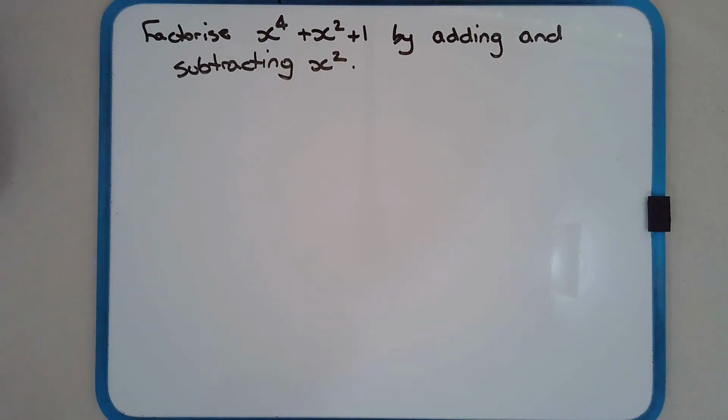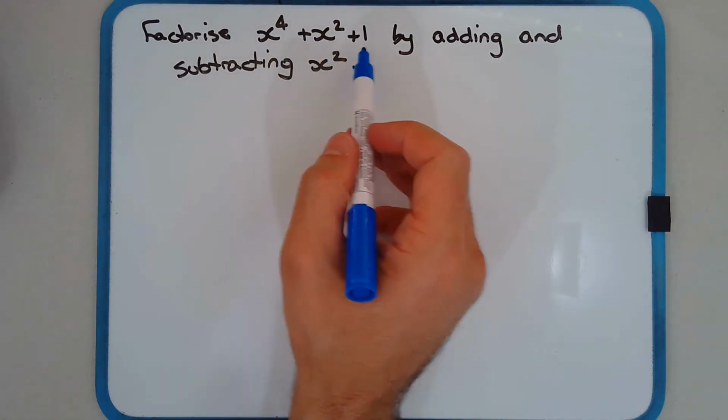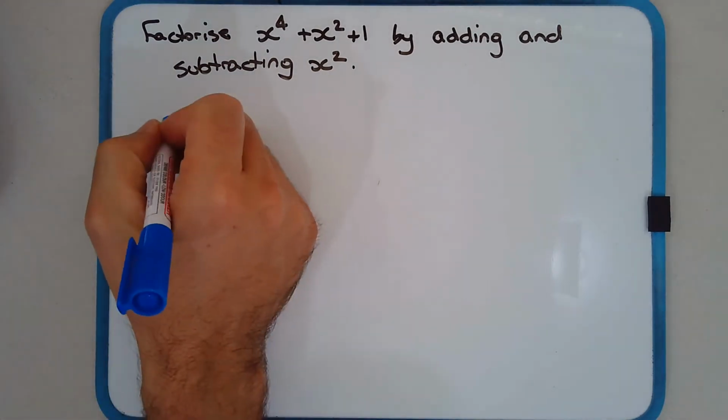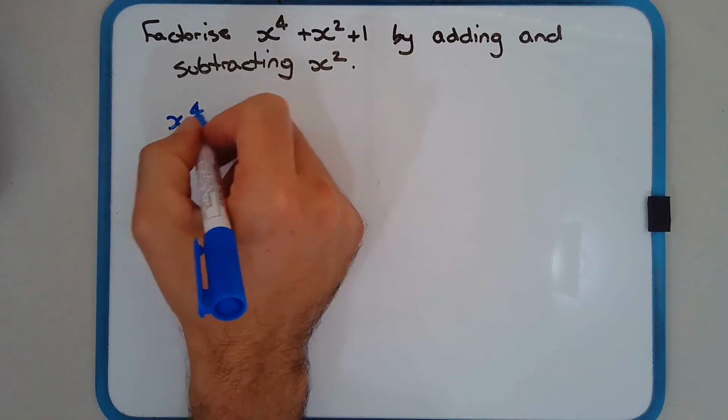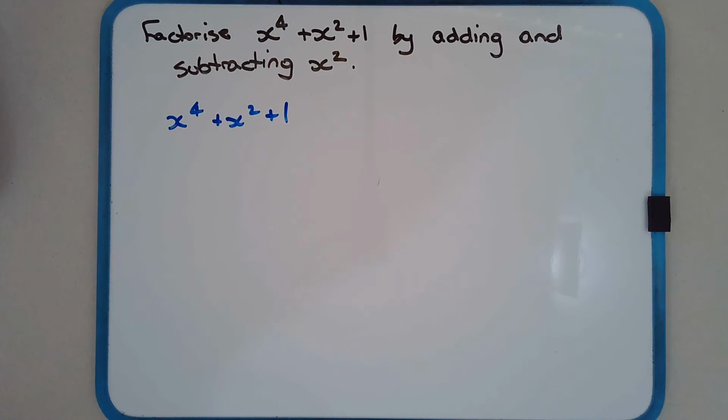Let's have a look now at another interesting factorization. We're going to factorize x to the power of 4 plus x squared plus 1 by adding and subtracting x squared. So let's see how this works. Okay, so let's just write down x to the 4 plus x squared plus 1. So that's the original expression.